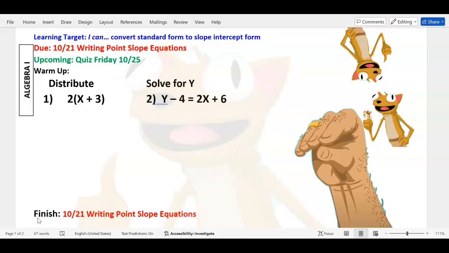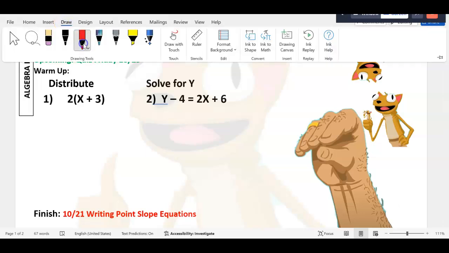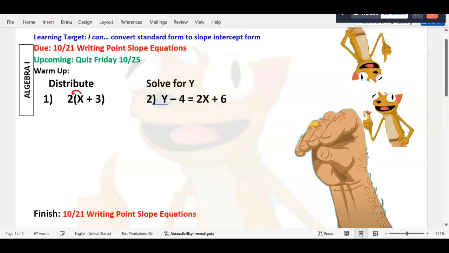So, again, number one, there's no equal sign, so you're not solving like normal. What you're going to do is just distribute, like it says. So do you remember distribute? To distribute means to multiply into the parentheses, right? So we're going to do 2 times x and 2 times 3. Sorry, my pen wasn't working. It works now. Okay, here we go. 2 times x, 2 times 3.